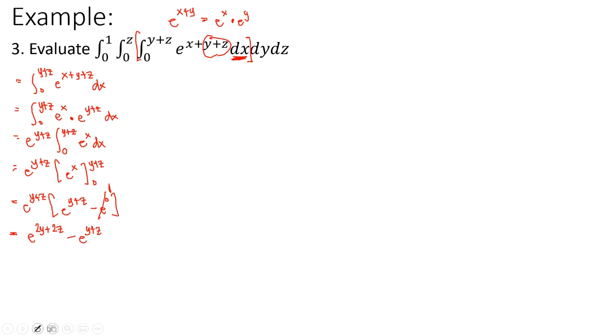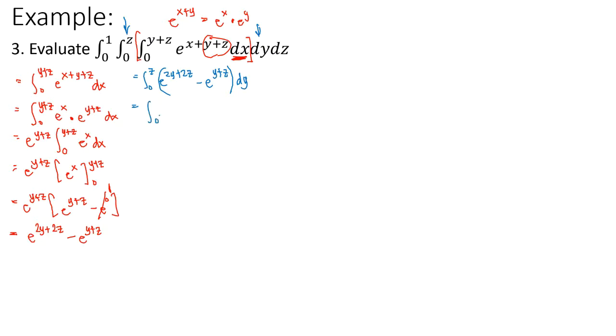Okay, so now we'll proceed with the second integration. We'll use a different color. We have integral from 0 to z, in terms of dy, of e raised to 2y plus 2z minus e raised to y plus z, then we have the dy. In the same case, since we are only dealing with y as our variable, z will be our constant.